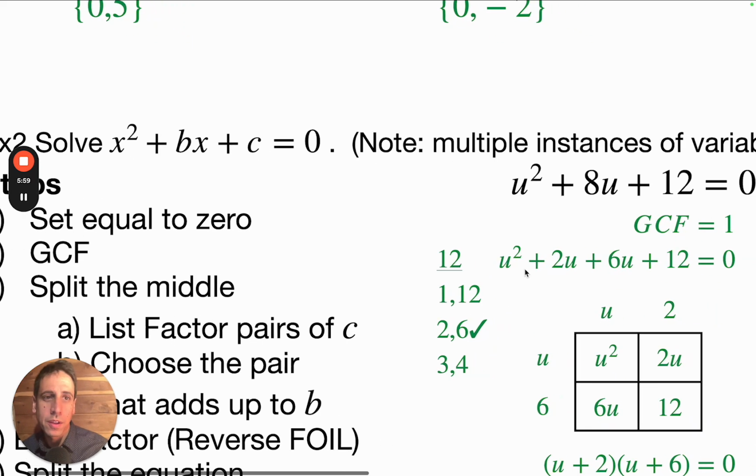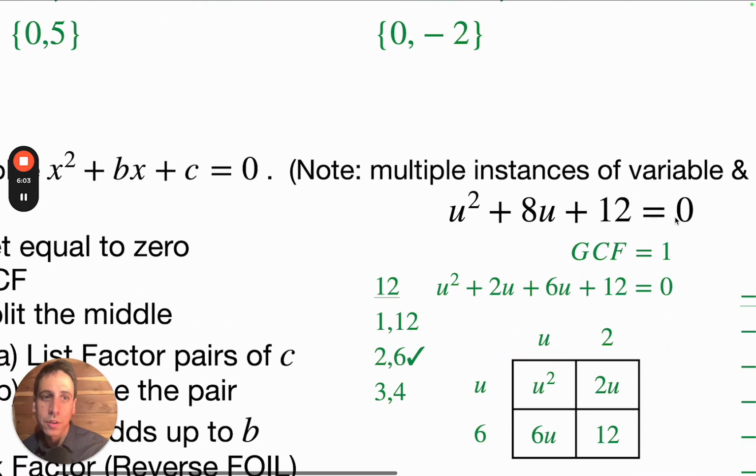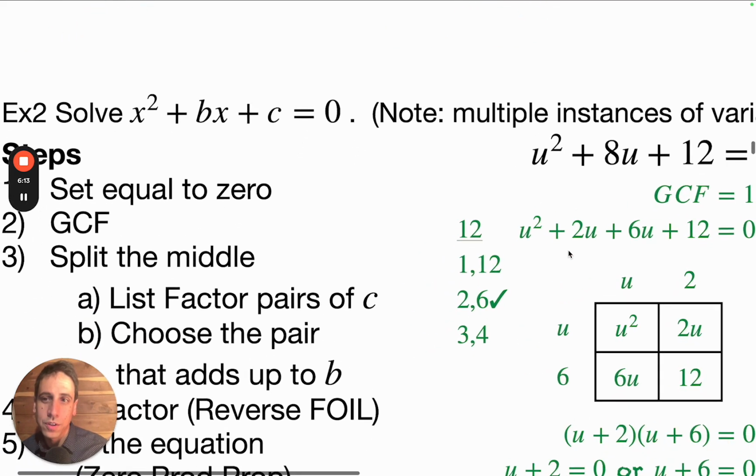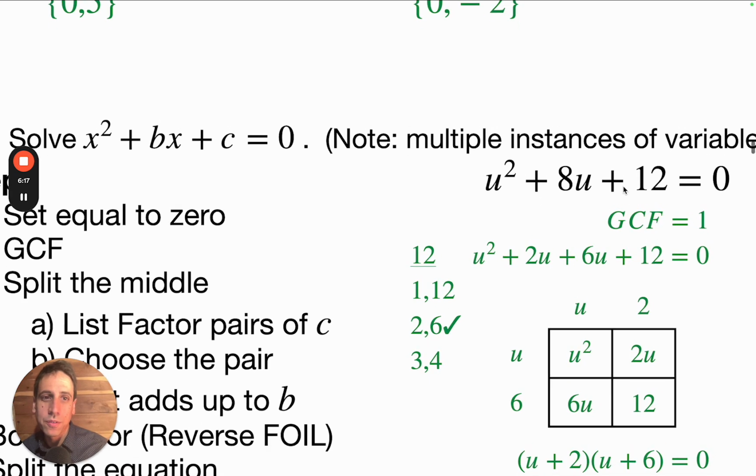Splitting the middle looks like this. Well, let me do it through an example. So the first step would be to set it equal to 0. We've already got that. The second step would be to look at a GCF, and the GCF is 1. So we don't really have to do anything to change this equation for the first two steps. Split the middle looks like this. You first have to list the factor pairs of your C term. Like this C right here, it's 12 in this example.